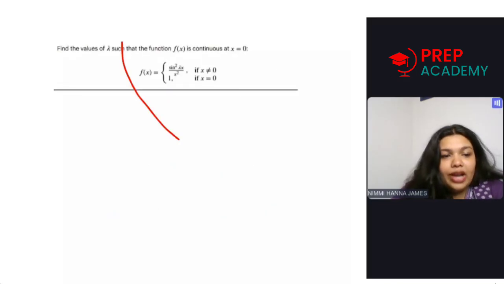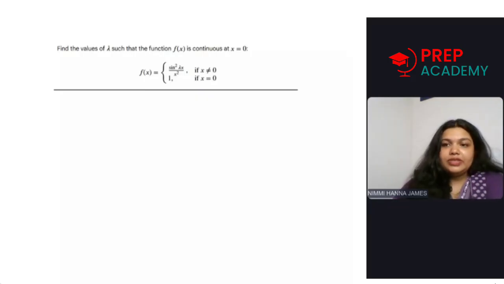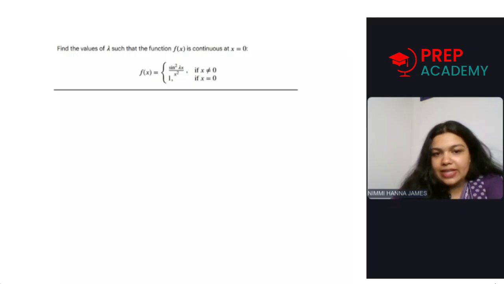Then find the values of lambda such that the function f of x is continuous at x equal to 0. It is given that the function is continuous at x equal to 0. So we have x not equal to 0 and x equal to 0, similar to the previous condition.